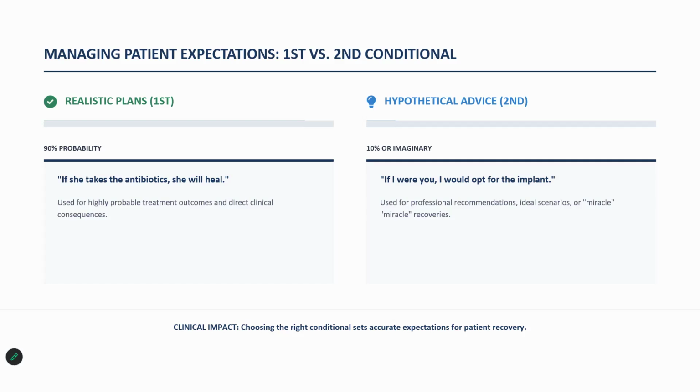But you can create an ideal scenario for them and then show them what actions they need to make things more possible. For example, if I were you, I would opt for the implant. Obviously, I'm not the patient. I can only give the patient advice. They need to take the decisions.